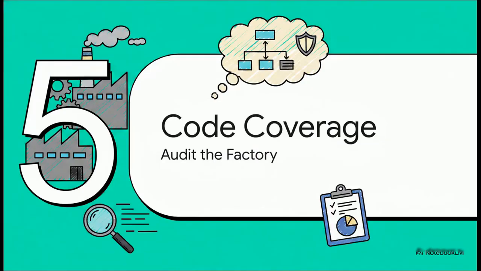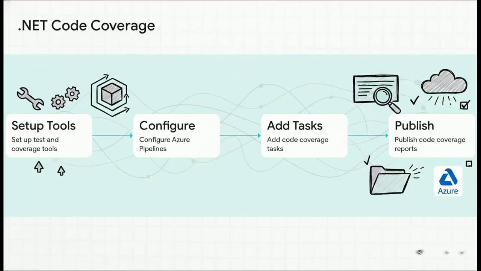Finally, we arrive at Section 5, measuring code coverage. Okay, so we've built the factory, we've set up the QA department, but how do we mathematically prove that our tests are actually doing their job? Well, we enter the audit phase by measuring code coverage. This tracks the exact percentage of your source code that gets executed when your automated tests run.